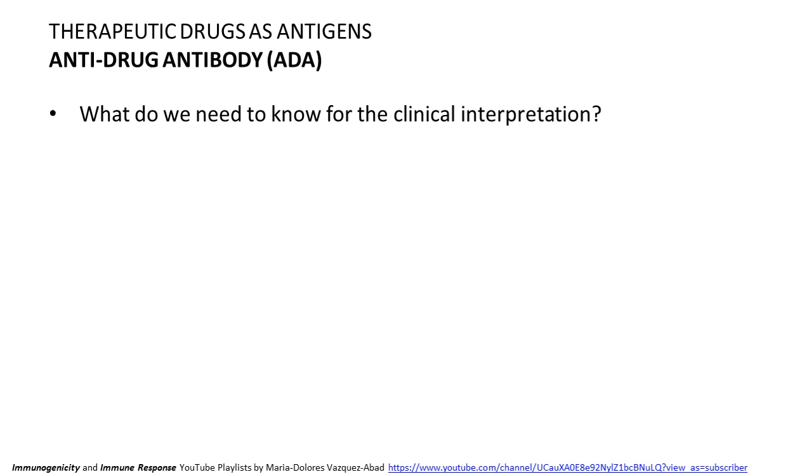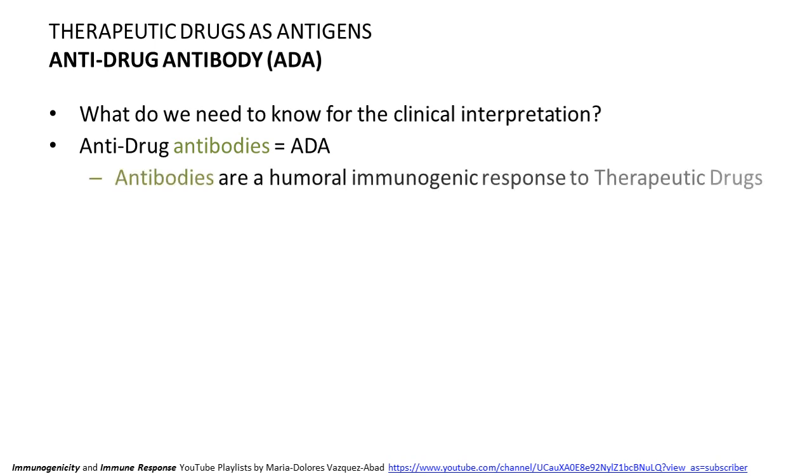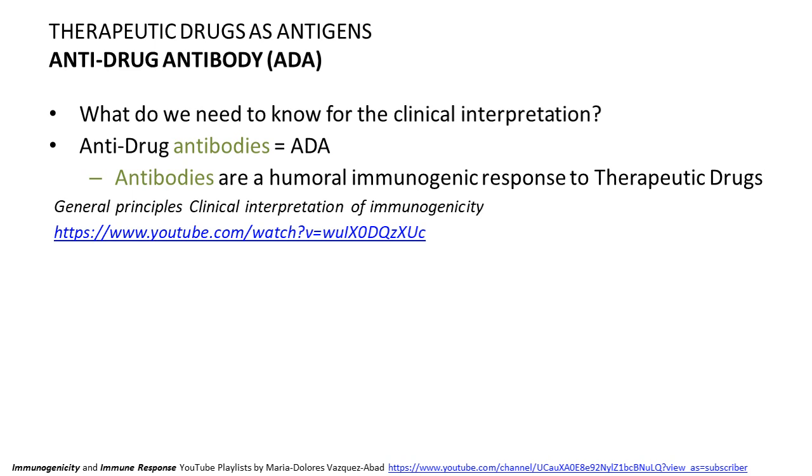So what do we need to know for the clinical interpretation whenever you receive a result that is an anti-drug antibody result, either in the clinic or from clinical trials? Anti-drug antibodies are antibodies to drugs. Antibodies are the humoral immunogenic response to therapeutic drugs. And for more details, part one of this series is the general principles for the clinical interpretation of immunogenicity.